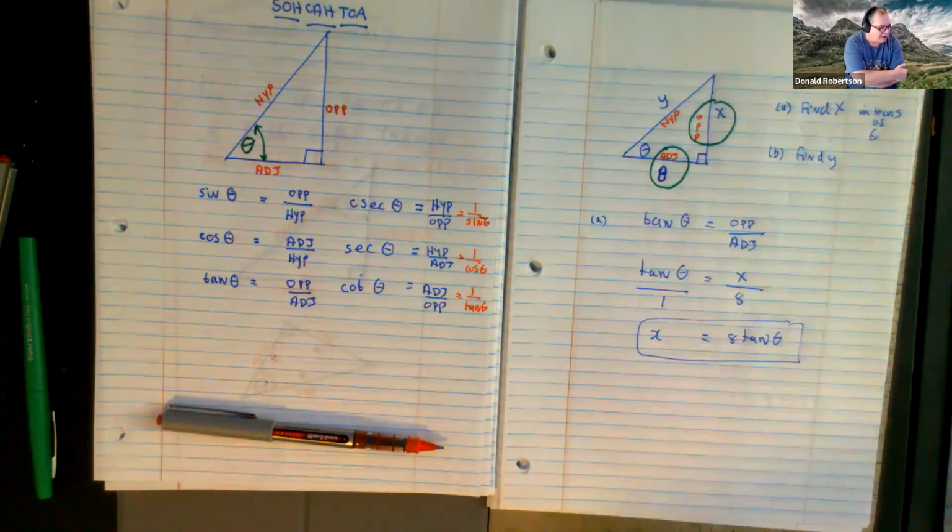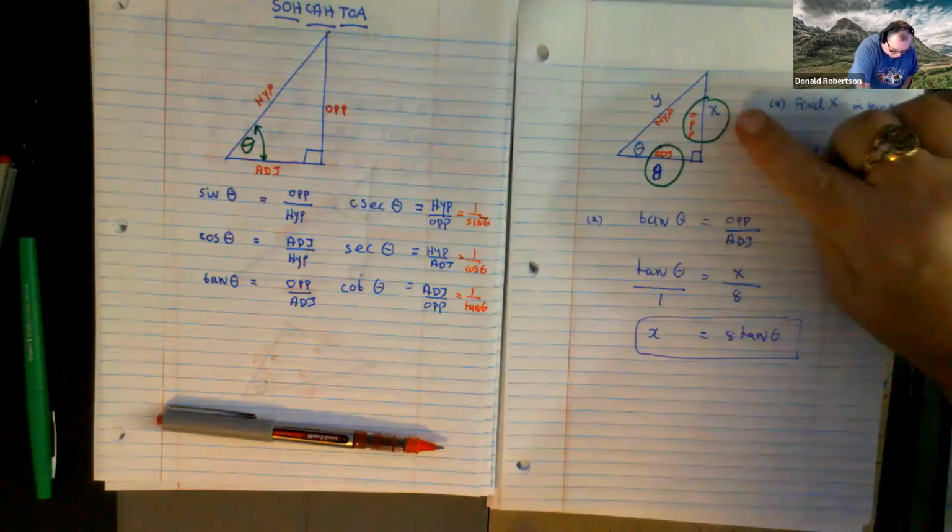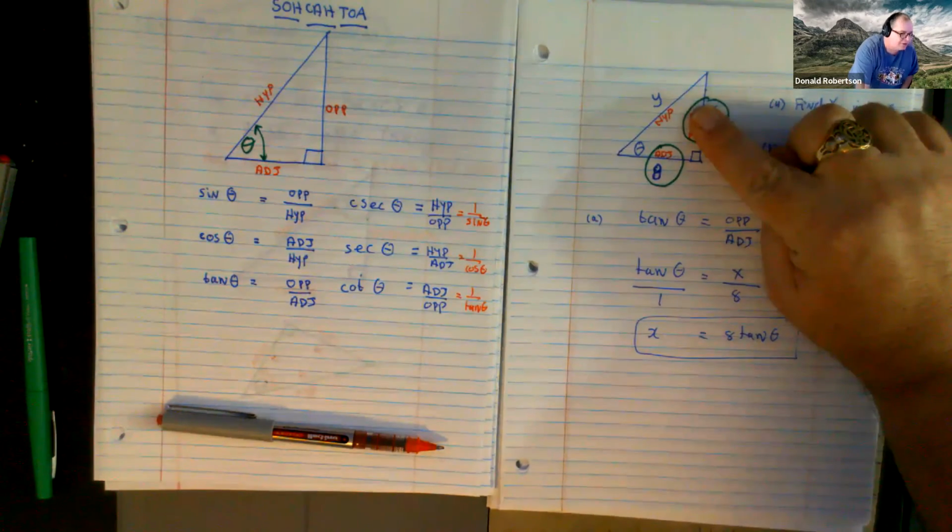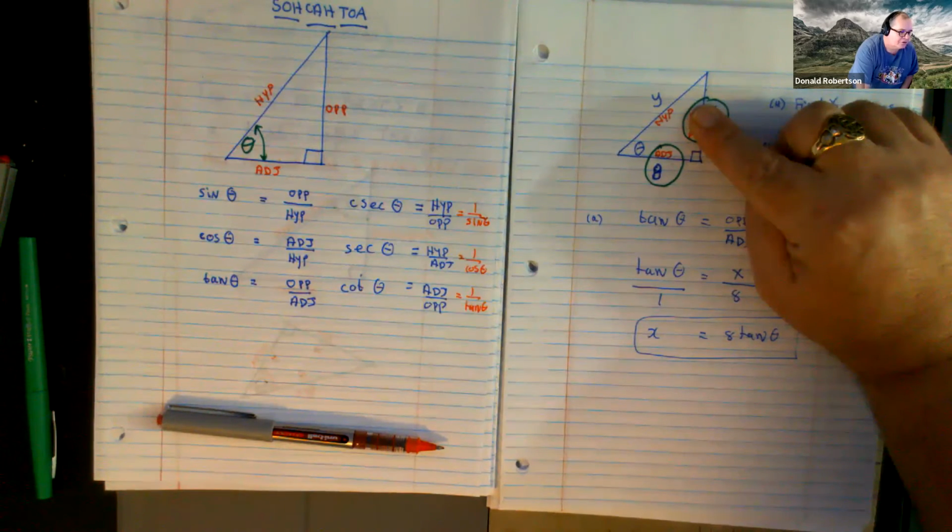Couldn't you also do y the same way? If I wanted to do y, what uses an adjacent and a hypotenuse in it? Which of the trigs uses adjacent and hypotenuse?